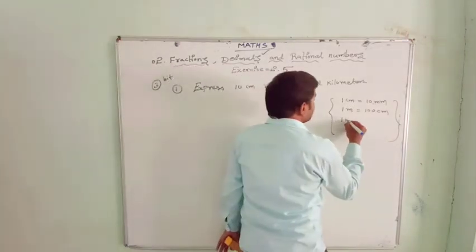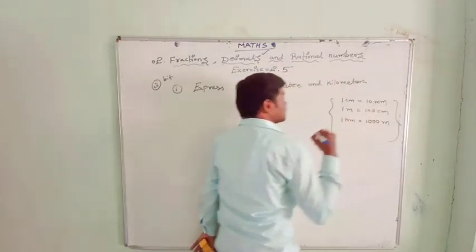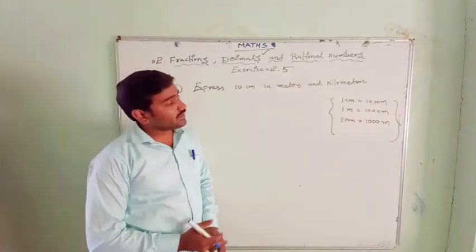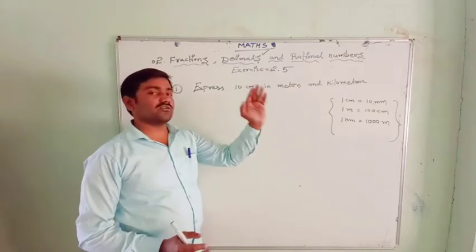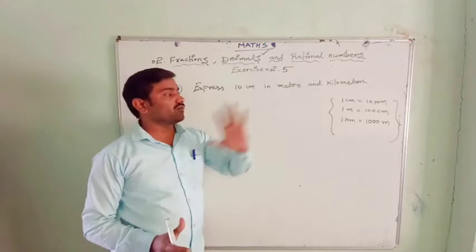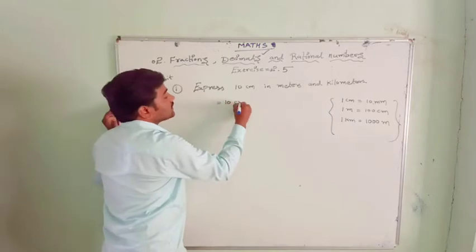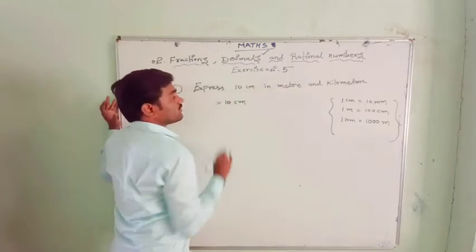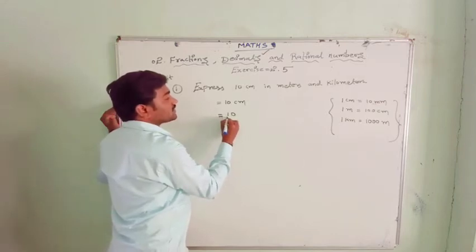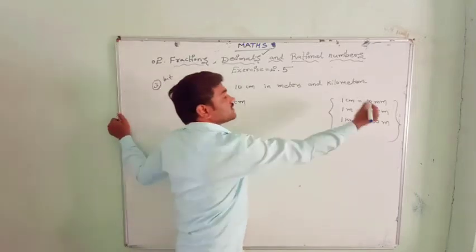Then 1 kilometer equal to 1000 meters. Mainly you must know this content. 1 centimeter equal to 10 millimeters, 1 meter equal to 100 centimeters, 1 kilometer equal to 1000 meters. So what do we have to do? They have given 10 centimeters. These centimeters we have to change into meters. 1 meter equals how many centimeters?